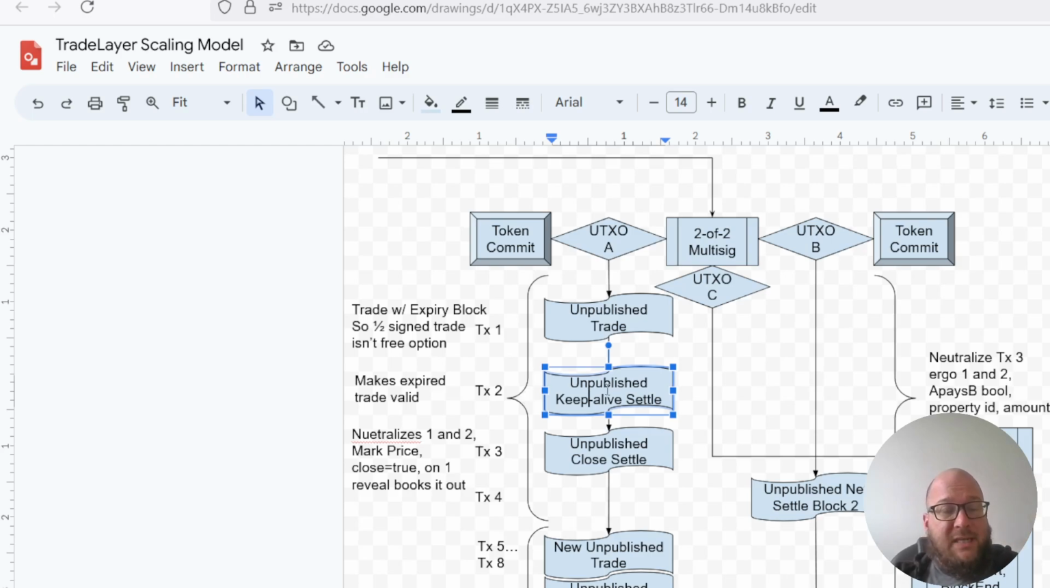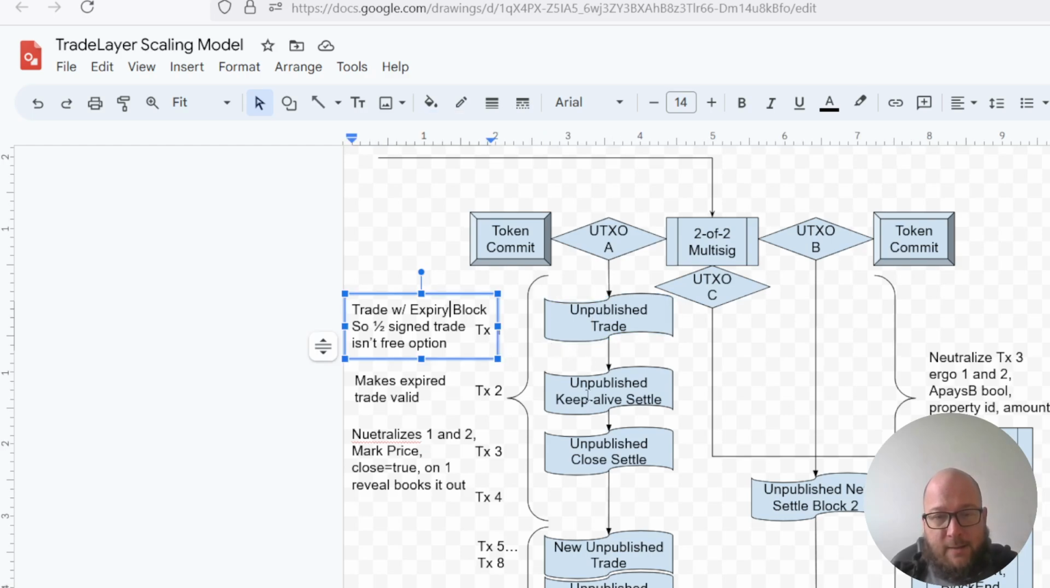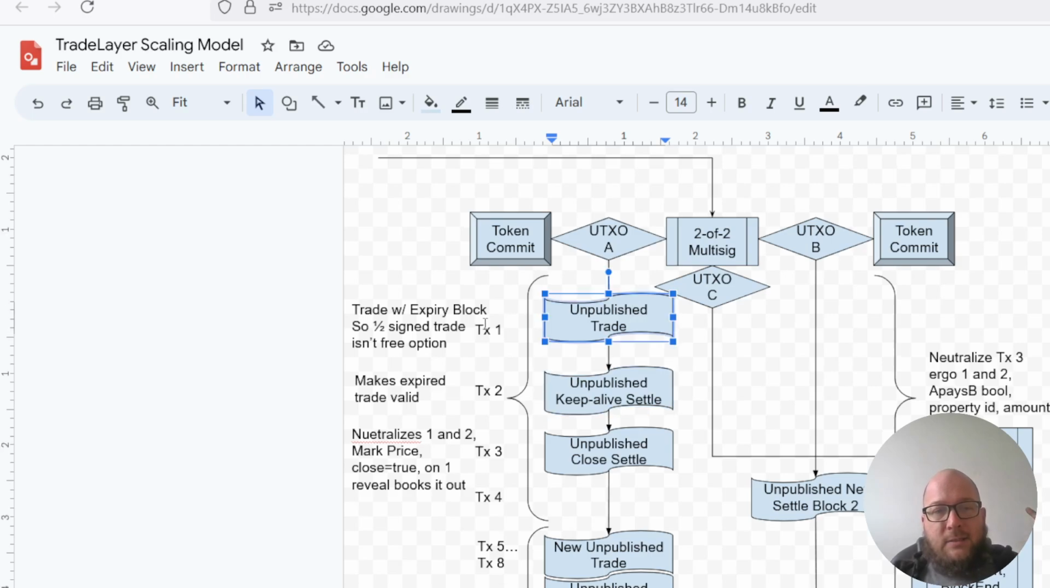And you're only referencing one TXID there. And this has the benefit of you publish this late after the expiry, so it would be invalid. And then you publish this, referring back to it, and it's going to actually be kept alive. It's going to invalidate it. It's going to revalidate it. And because close is false, the trade is still going to be open. And this is just going to settle to the mark price that is agreed on in the settlement.